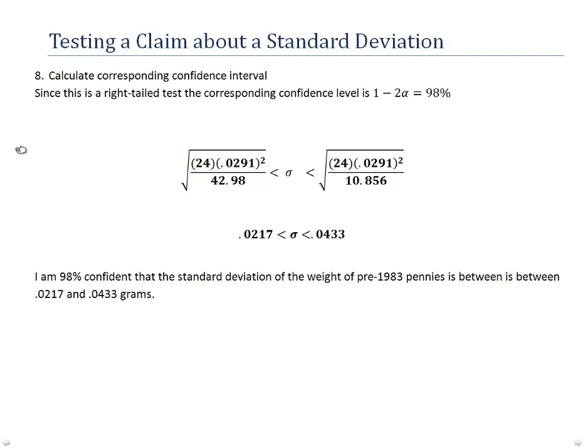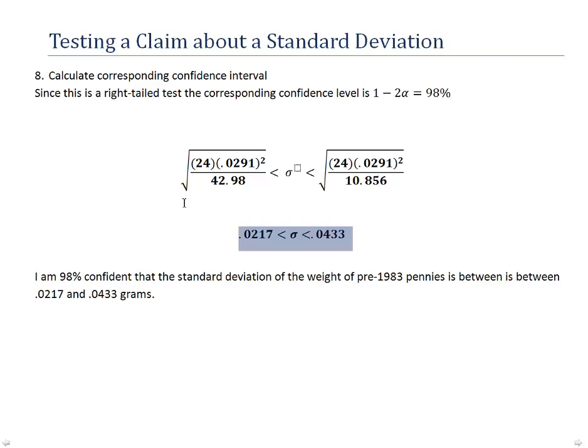Now let's come to our conclusions. Well, first we'll calculate a confidence interval. Remember, when you have a one-tailed test, the corresponding confidence level is 1 minus 2 alpha. Alpha is 0.01, so actually we're calculating a 98% confidence interval. Using the formulas that we had in Chapter 7 and substituting in, we'd arrive at a confidence interval of 0.0217 to 0.0433.